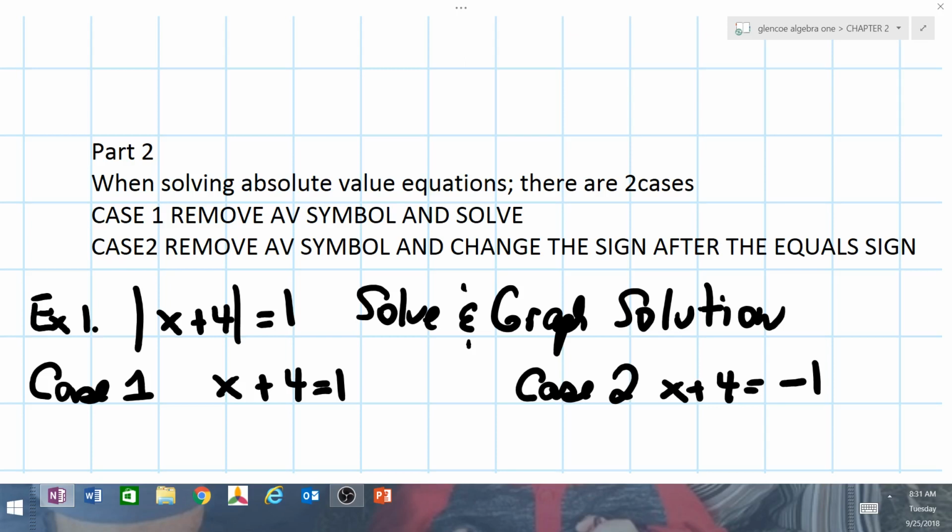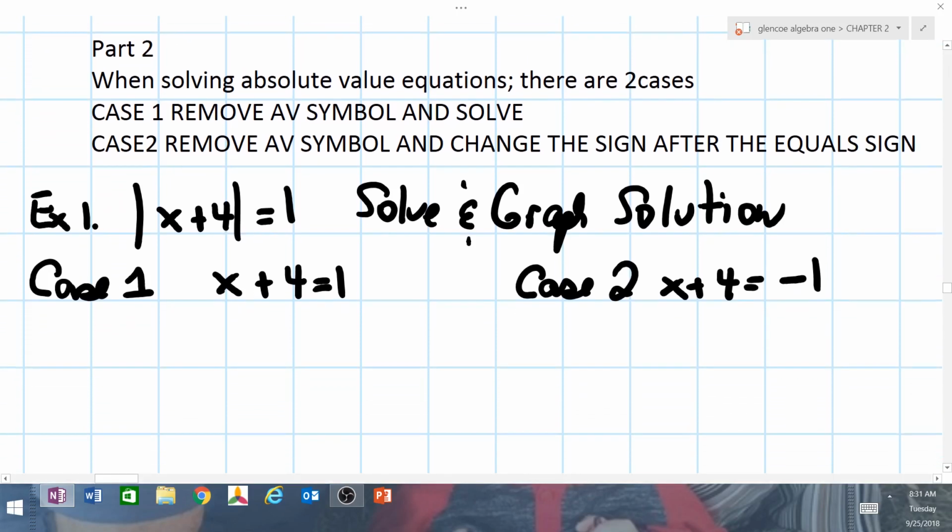Case 2, remove the absolute value symbol and change the sign after the equal sign. It's going to make more sense as I work it with you. I'm going to do the problem that's in your notes on top of page 8 labeled example 1. It is worked out for you. I'm going to work it out in front of you. So my problem is the absolute value of x plus 4 equals 1.